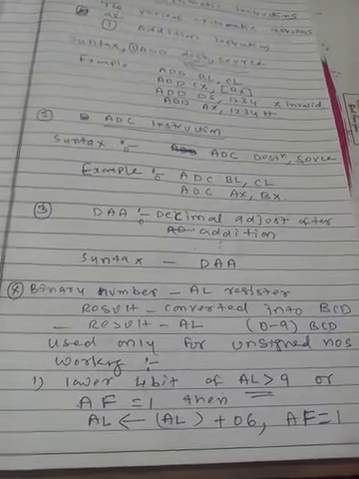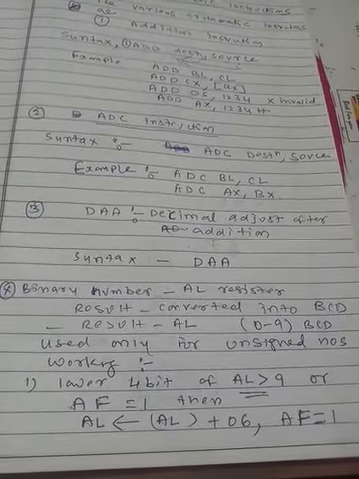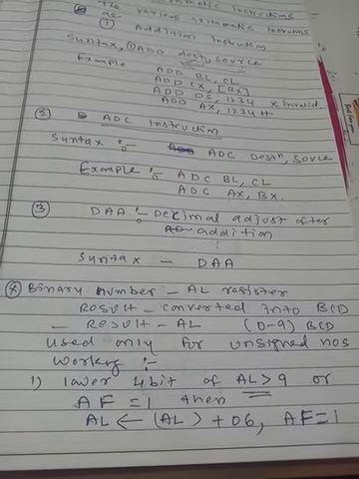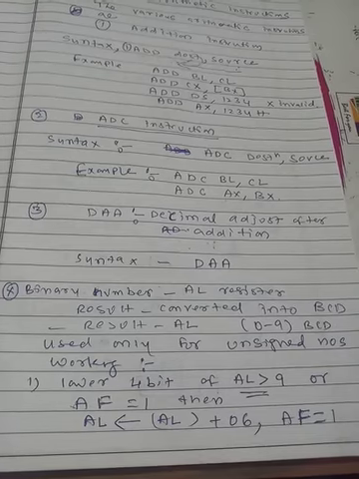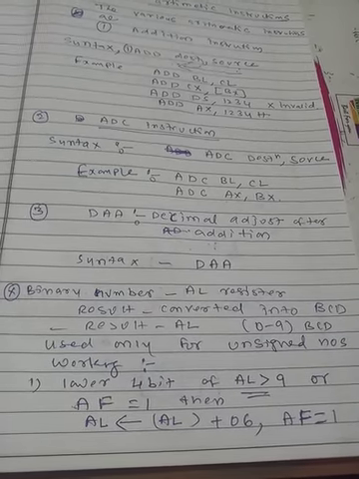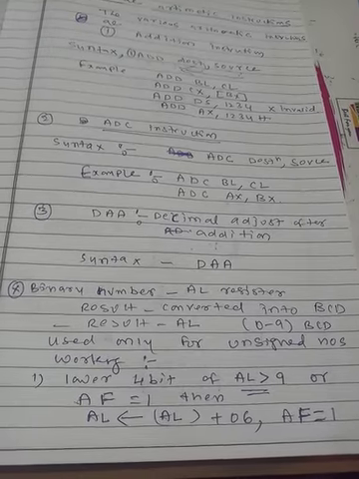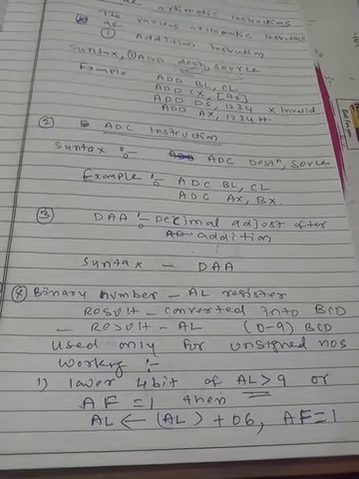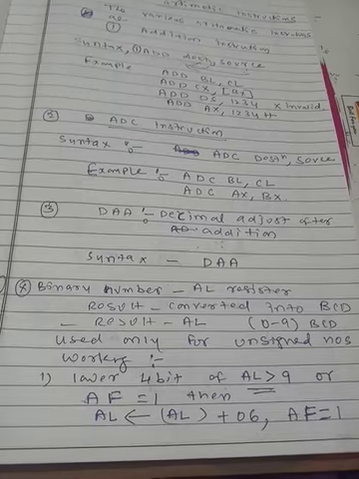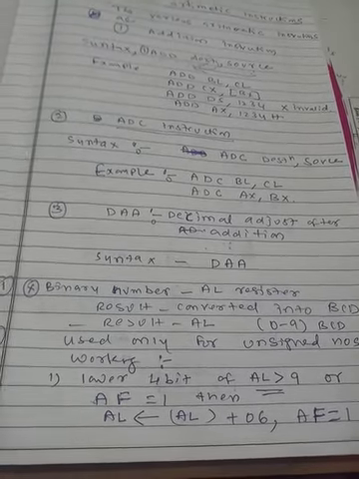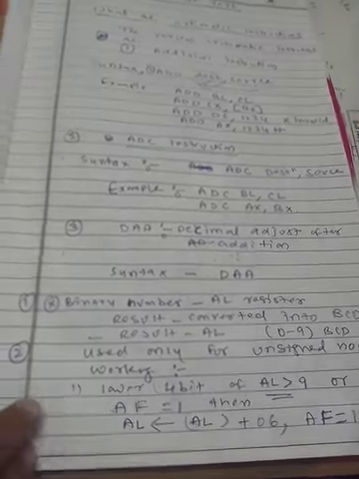We have two types of numbers called unsigned and signed. Unsigned means only the positive numbers we are considering, and signed means the numbers below 0, that is negative numbers, and positive numbers. If you are using both negative and positive, then it is called a signed number, and if you are using only positive numbers, or numbers above 0, then it is called an unsigned number. So let us see how it works.